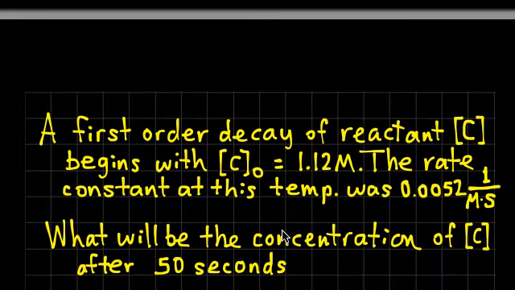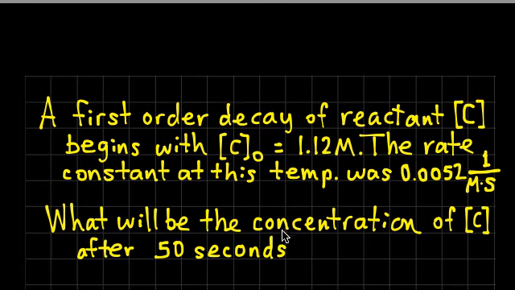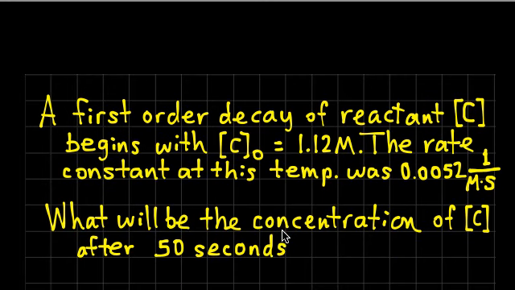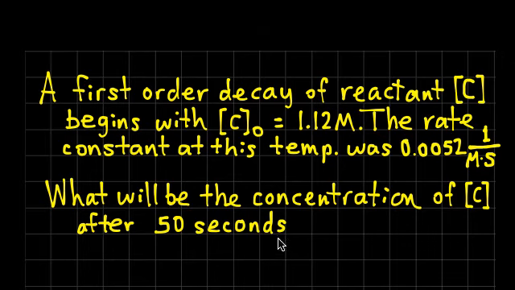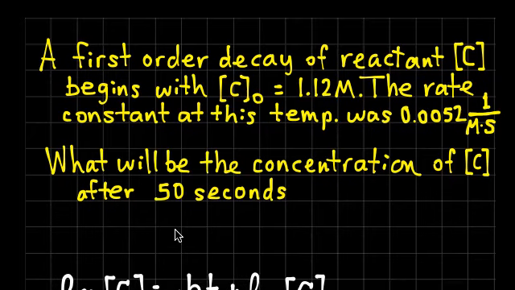First order decay of a reactant C begins with a concentration of 1.12 molar. The constant for that first order decay is 0.0052 1 over molarity seconds. How much will we have left after 50 seconds? Well, I'm told quite a bit of info. I know an initial concentration. I know the constant that describes how quickly that concentration goes away. And I have a time. The time is 50 seconds.